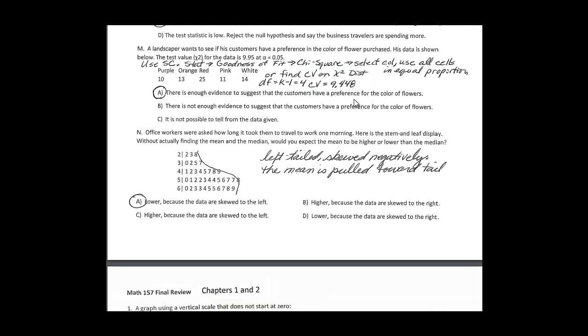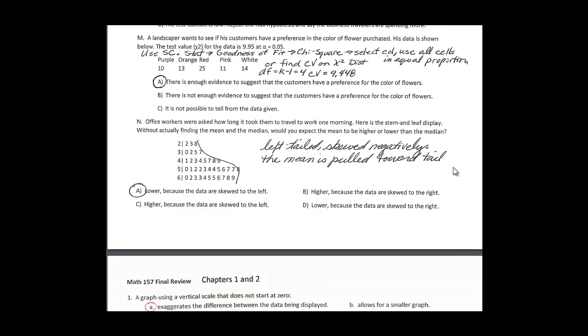Part M, looking at this one, a landscaper wants to see if his customers have a preference in the color of flower purchased. His data is shown below. The chi-squared test value for this data is 9.95 at alpha 0.05. So the fact that we're using the chi-square, you should be thinking about standard deviation or goodness of fit.